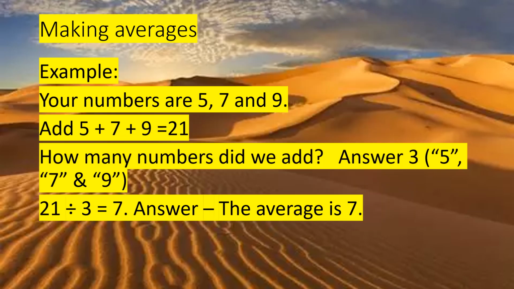So if in your example your numbers are 5, 7, and 9, you add together 5, 7, and 9, which comes to 21, and that's your number on the top. And then for the bottom, how many did we add? We added 3: number 5, number 7, and number 9. So we have a calculation 21 divided by 3, which of course equals 7. So the average is 7.